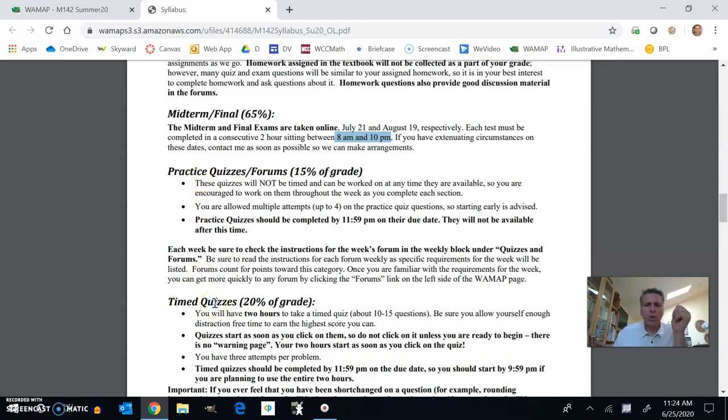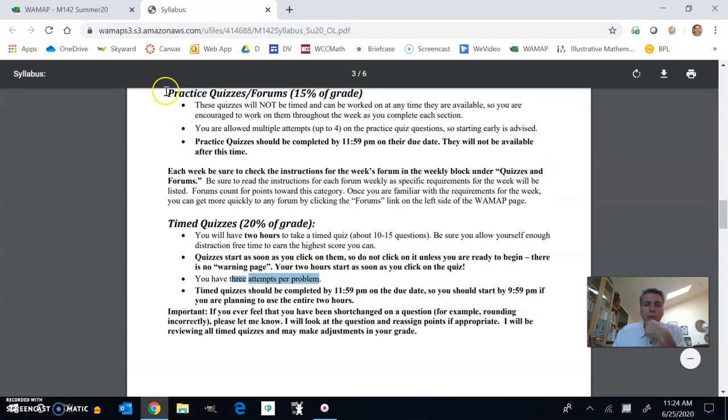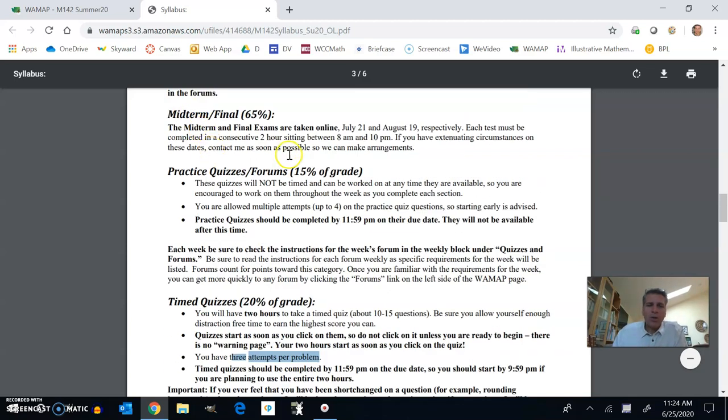Timed quizzes, same structure, 2 hours to take it, a good short amount of questions. They're pretty tight. You only get 3 attempts per problem on timed quizzes, and if you get it right in any of those, you get full credit. If you're doing well on the practice quiz, you're going to do fine on the timed quiz. Seriously, I designed them so practice is practice for the timed quiz. And I have those due on Tuesdays for the most part. Again, check the schedule.